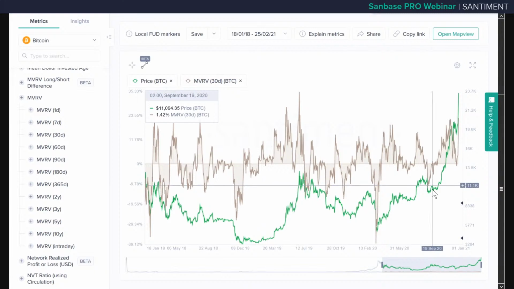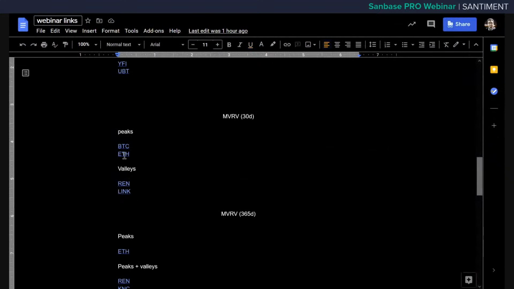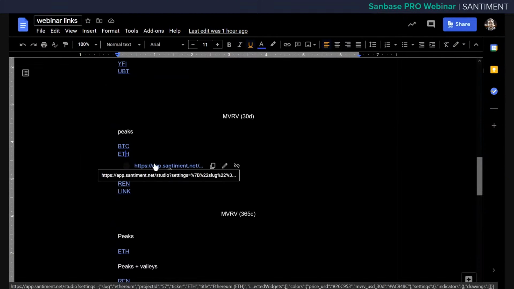So like I said, in general, the problem with MVRV is that it can always get higher, it can always get lower. The way that you offset this is by simply looking at historical trends and figuring out at which levels we have been likely to drop or to rise in the past. And I can show similar things for Ethereum.